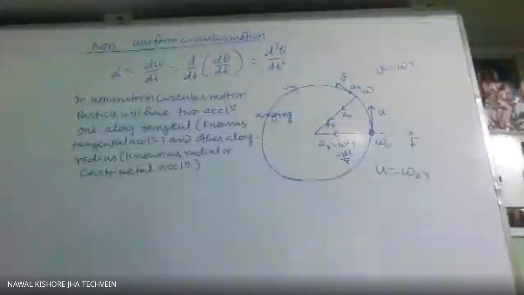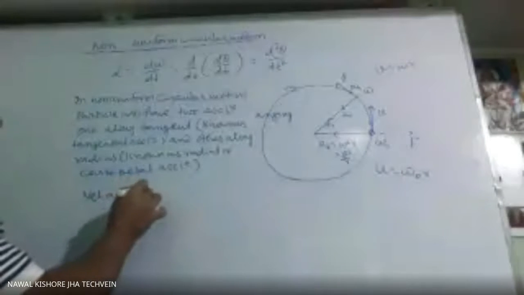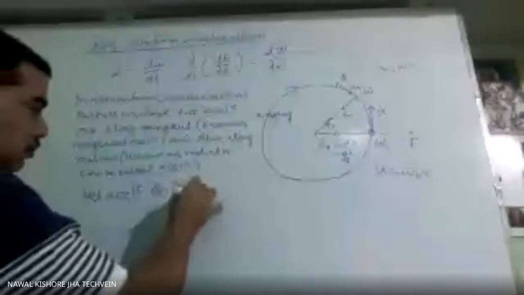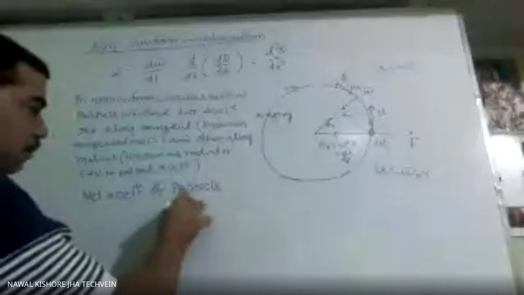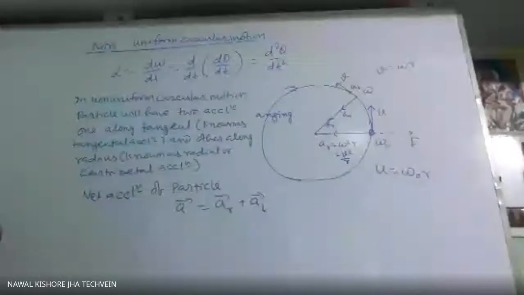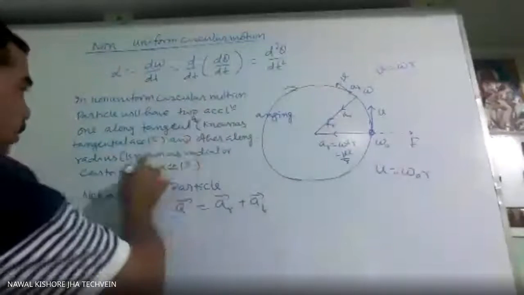So if we want to know the resultant, what will it be? The net acceleration of the particle, a, will be the resultant of these two. This symbol we say a_T and this symbol we say a_R.